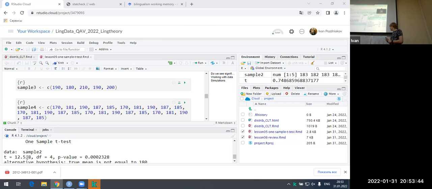I still don't understand why we don't have a curve here. Why do you think that sample means will be distributed like this, in this form?